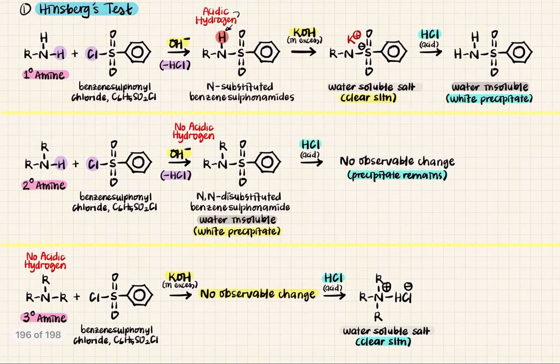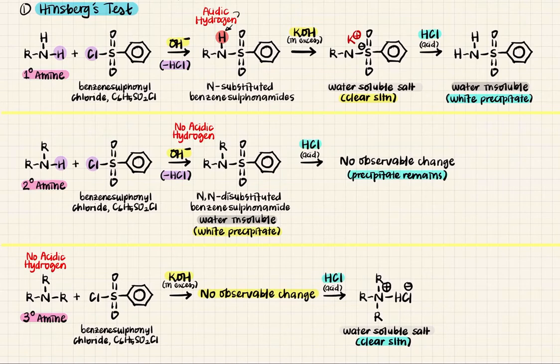Finally, when you do Hinsberg's test on tertiary amine, from the start you do not have any acidic hydrogen, so you cannot remove any HCl. Therefore, when you treat tertiary amine with benzene sulfonyl chloride in excess KOH, there are no observable changes. Then if you treat this tertiary amine with HCl, you will get a water soluble salt. Okay, you will get a clear solution.